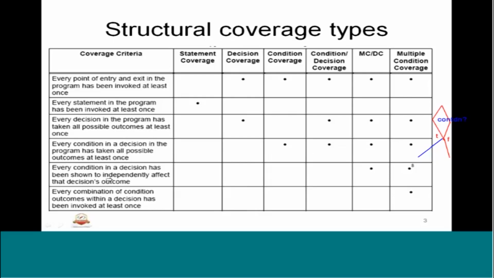The next one is every condition in a decision has been shown to independently affect that decision's outcome. That means that whatever the execution path that we have should be independently covered. It means the preconditions that are required should be independent. So that will be done with the help of MCDC. This MCDC, otherwise called modified condition decision coverage, is a decision condition technique.